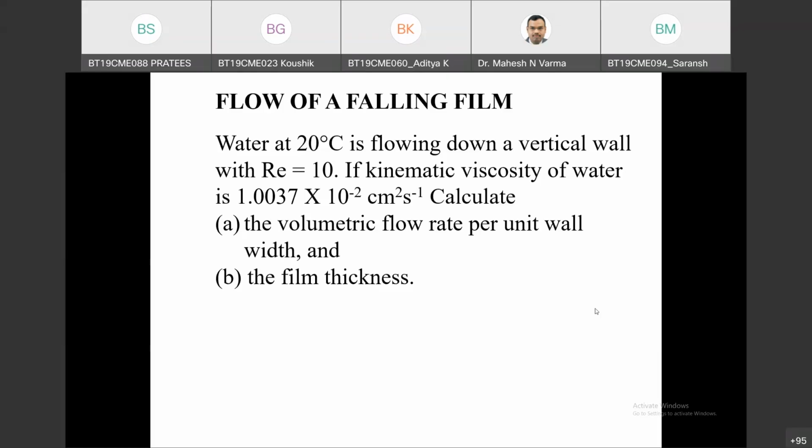For a vertical wall, what will beta be equal to? Beta will be equal to 0. So substituting beta equals 0, the same model equation can be used, and Reynolds number is given. You can use the definition of Reynolds number for flow over flat plate, and kinematic viscosity is there. The volumetric flow rate equation derived can be correlated with the Reynolds number and kinematic viscosity to get the volumetric flow rate. Similarly, using the model equation derived for flow over flat plate with beta equals 0, you can get the film thickness using the Reynolds number.